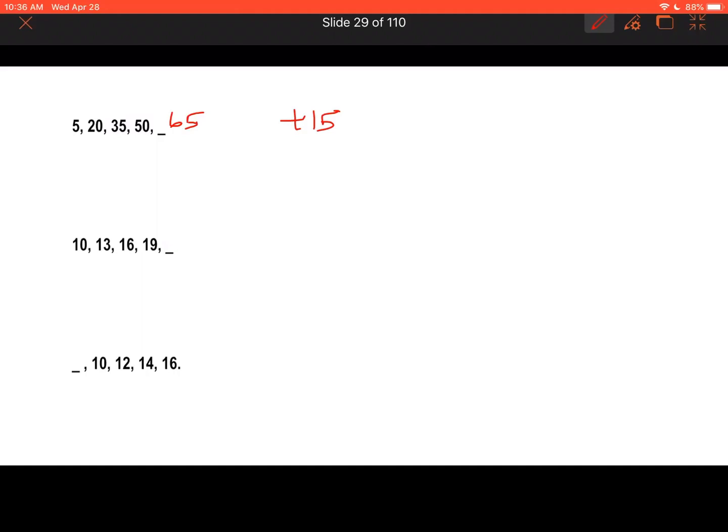Now let's see the next problem, 10, 13, 16, 19, again increasing value of plus 3 between the terms. So 10 plus 3 is 13, 13 plus 3 is 16, 16 plus 3 is 19, 19 plus 3 is 22.